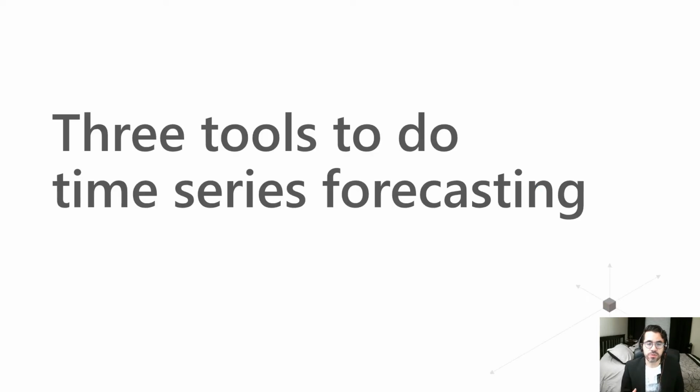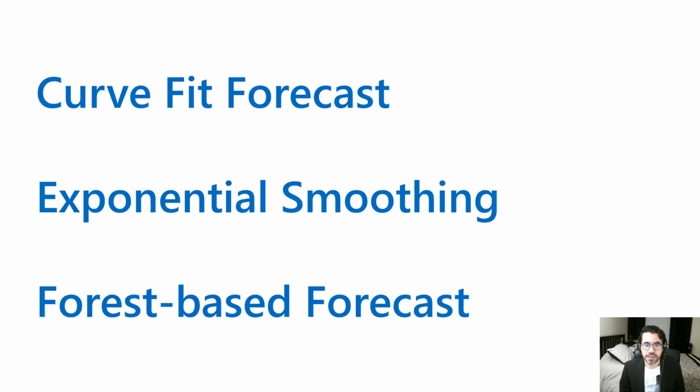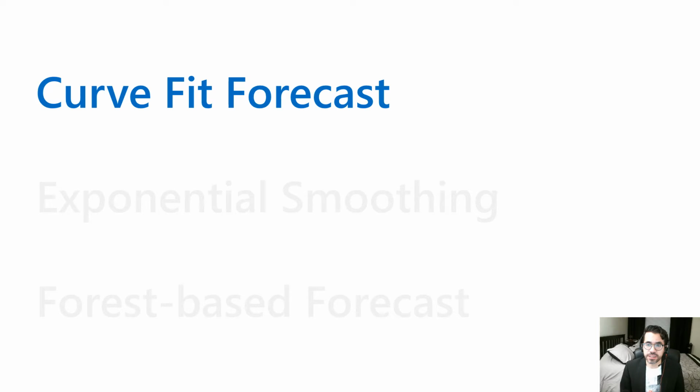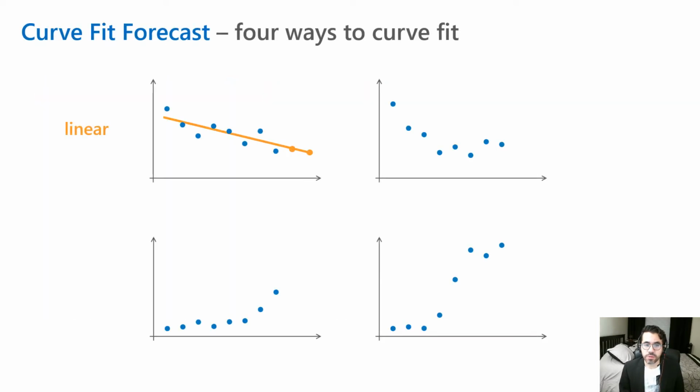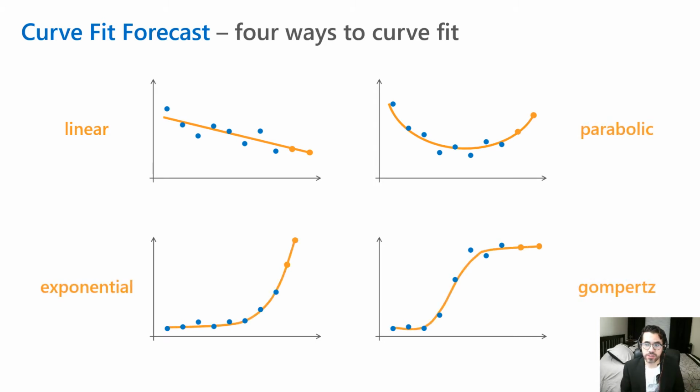So that brings us to three tools to perform time series forecasting. Curve fit forecast, and that's actually the simplest one that we'll start with. The way it works is that we apply one of four equations. It can be the simple linear equation, the parabola, exponential, or something we typically describe as an S shape called a Gompertz curve.